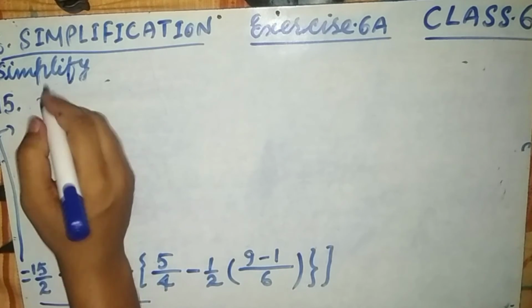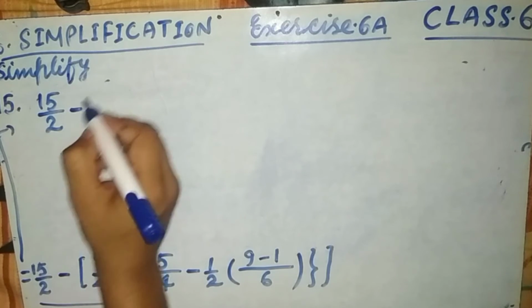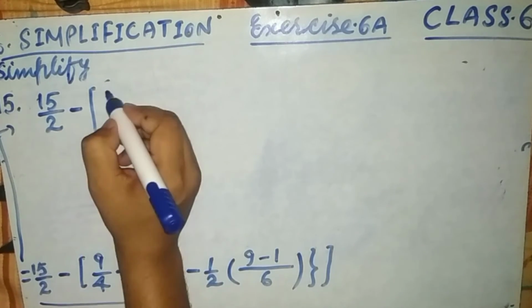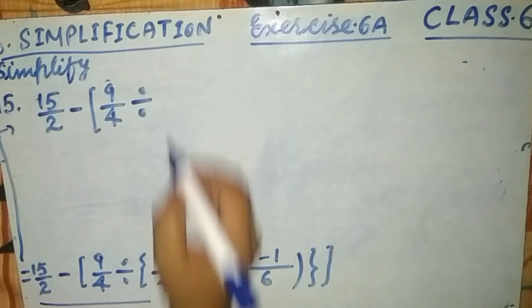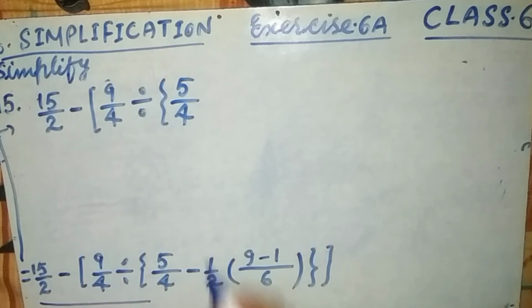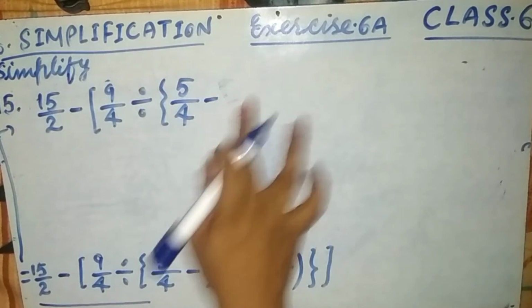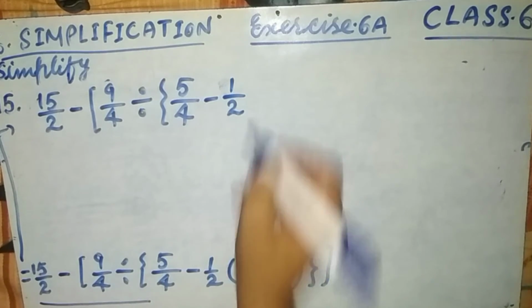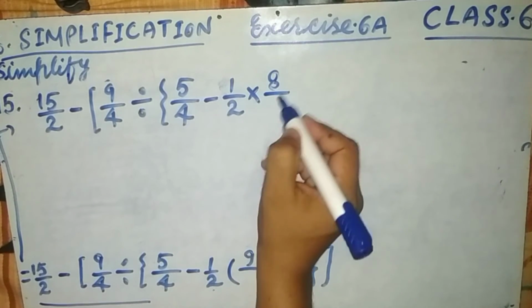This is 15 by 2 as it is. Minus, big bracket, 9 by 4 as it is, divide as it is. Now 5 by 4 as it is. Now this is minus 1 by 2 as it is. Now here, friends, 1 by 2, 1 by 2 as it is. Now this is multiply, because here is the bracket, which means multiply. 8 by 6.